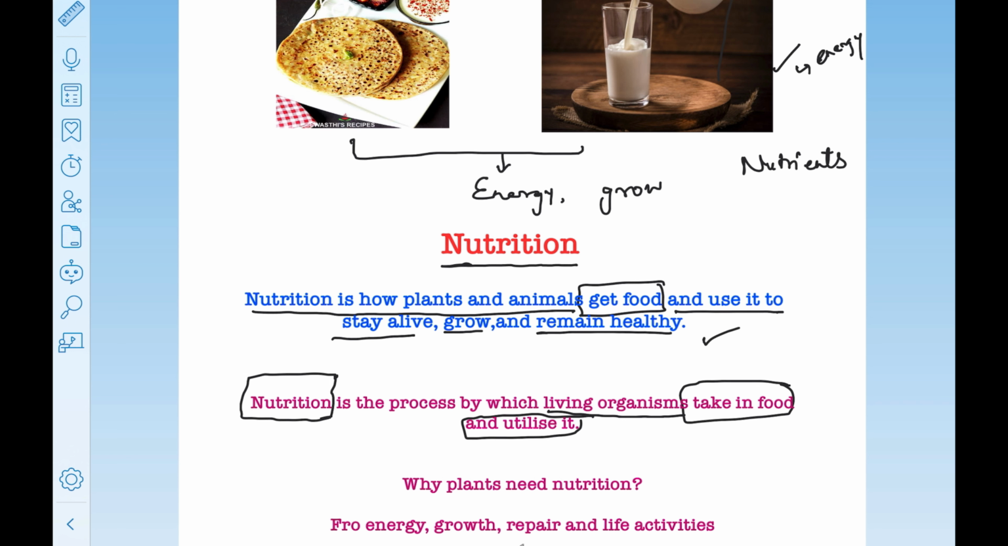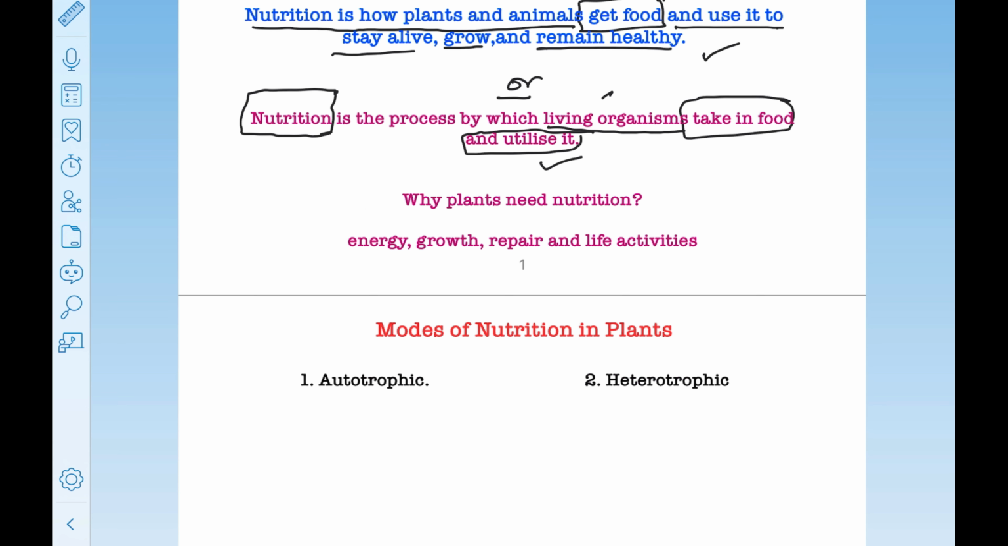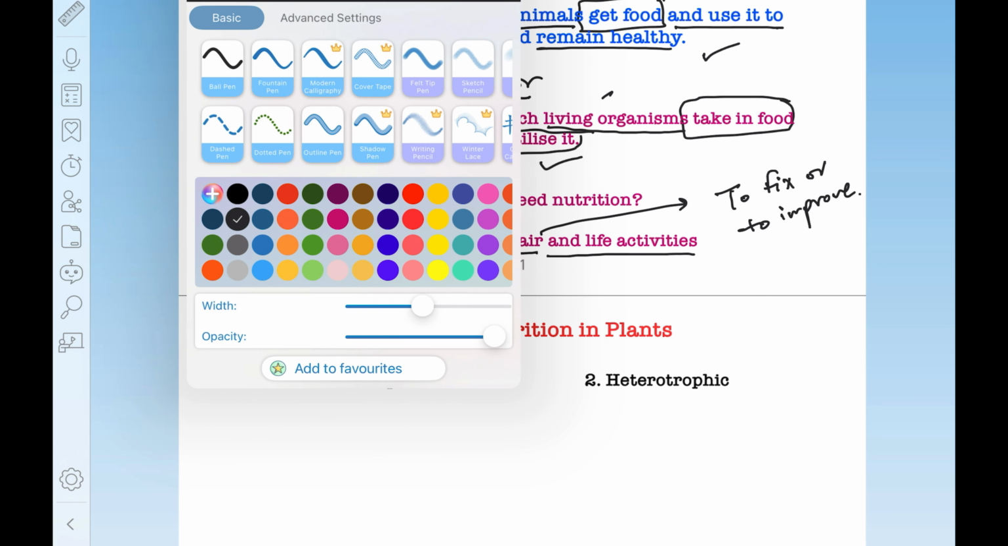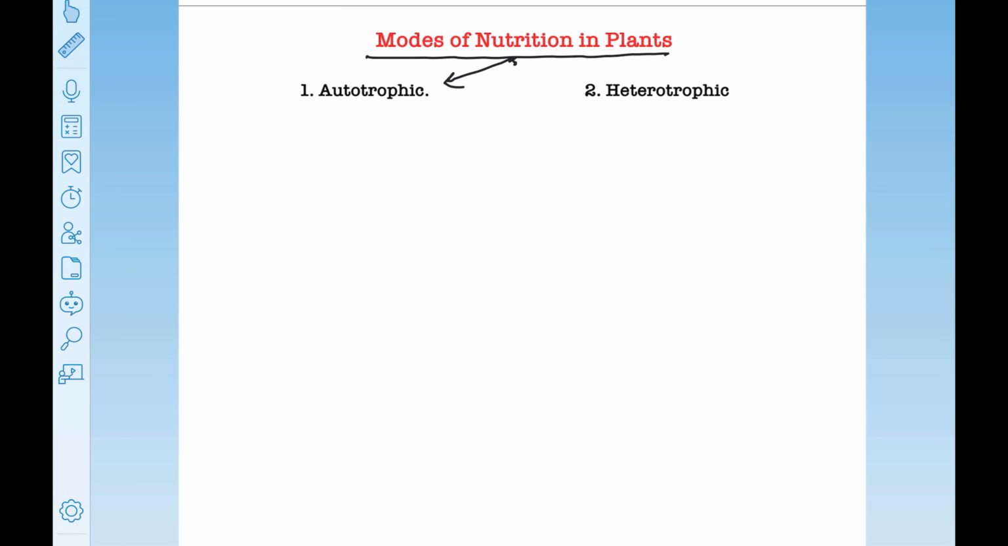So nutrition is found in both plants and animals, and in this chapter we are going to talk about plants only, right? Now one question arises, why do plants need nutrition? For energy, growth, repair and all other life activities. What is the meaning of repair? To fix or to improve. Now let's talk about the modes of nutrition in plants. So there are two modes of nutrition that are found in plants. First one is autotrophic mode of nutrition and second one is heterotrophic mode of nutrition.